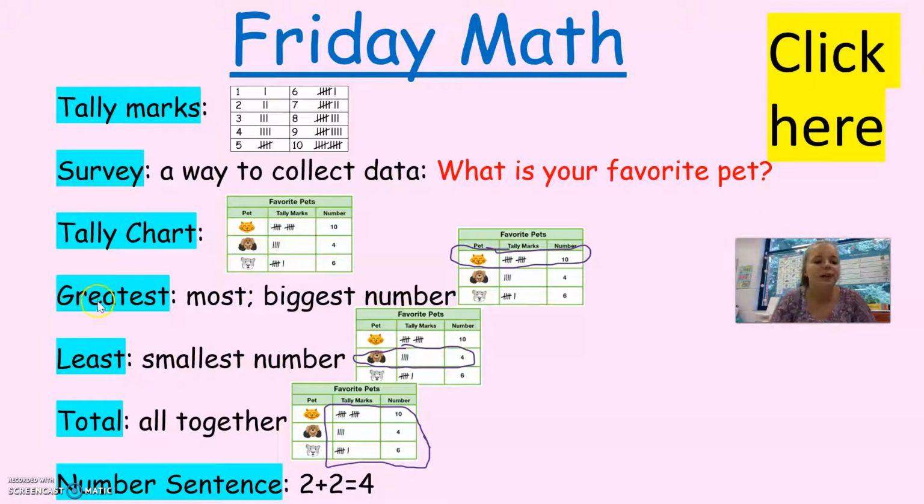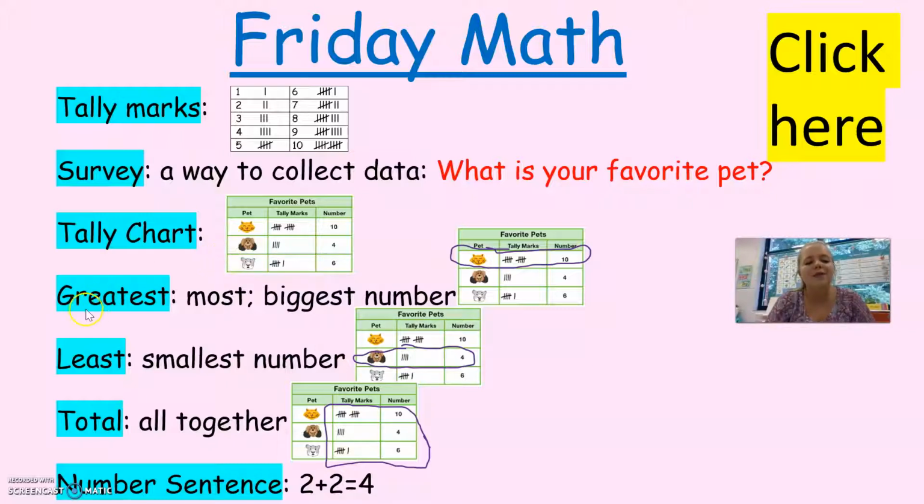Our next word is survey. So remember, a survey is a way to collect data. So that's like asking people a question and getting them to vote. So this question might be, what is your favorite pet? Once people vote for that, we can make a tally chart. A tally chart tells us how many people voted for what. So for cat, we got 10 votes from our survey, dog got 4 votes, and hamster got 6 votes.